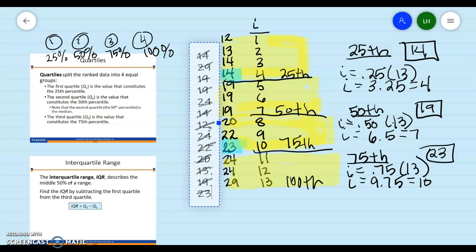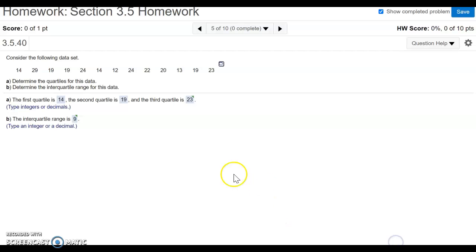So that would be 23. We're doing quarter 3 minus quarter 1. We got 23 minus 14, so our interquartile range would be 9. So that's how you find your interquartile range.